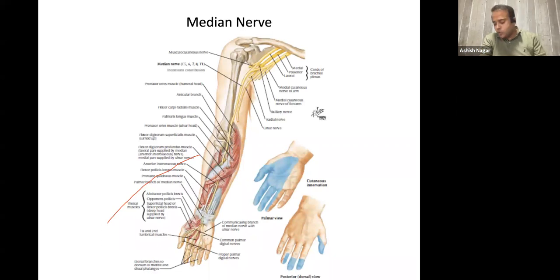Cubital fossa में आप अगर इसको palpate करने की कोशिश करोगे तो, and as you listen to me, you can actually try to palpate it on yourself. When you try to palpate the tendon of biceps, I think, which is easier to palpate. So this median nerve is right medial to that biceps tendon.